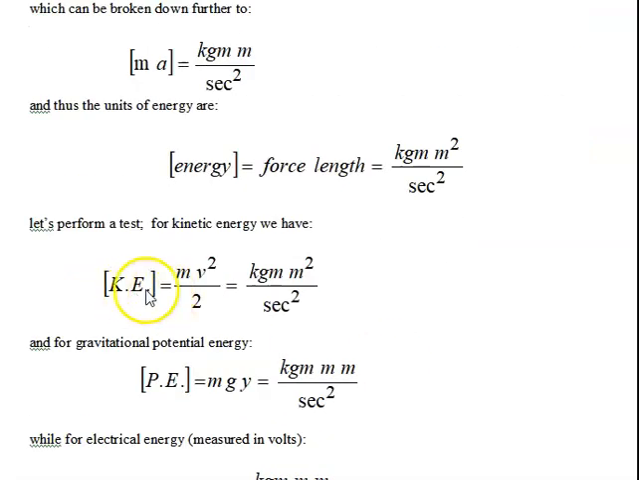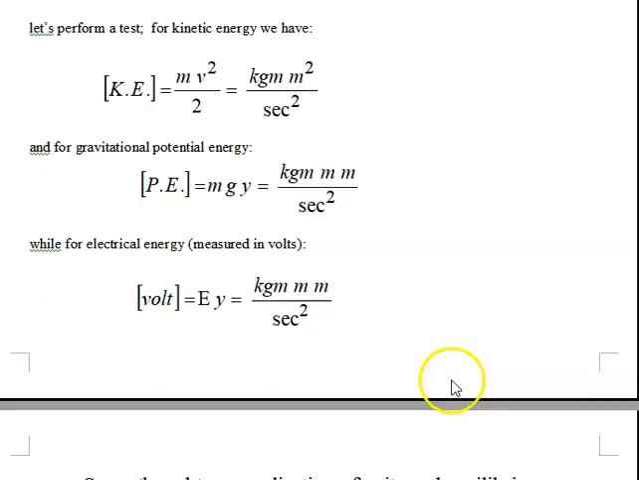Let's check it out. For kinetic energy, it's mass times velocity squared. Mass is kilograms, velocity squared is meters squared per second squared. Check. Gravitational potential energy is force, which is ma, but m, of course, is in kilograms, and a close to the Earth is g, 10 meters per second squared, multiplied by meters. This y here is meters, so it's kilograms meters squared per second squared, and that also checks out.